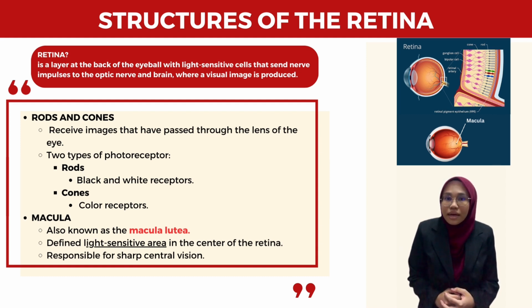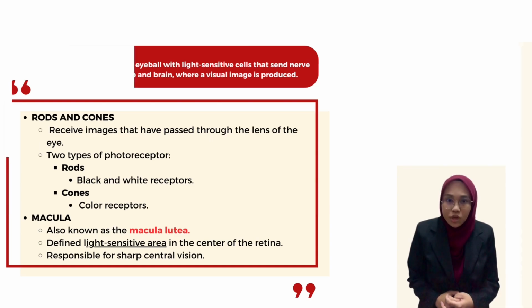Secondly, the round area at the center of your retina, at the back of your eyeball, which is the macula, also known as the macula lutea, is the clearly defined light-sensitive area in the center of the retina that is responsible for sharp central vision. Also to be noted, the term macula means a small spot.